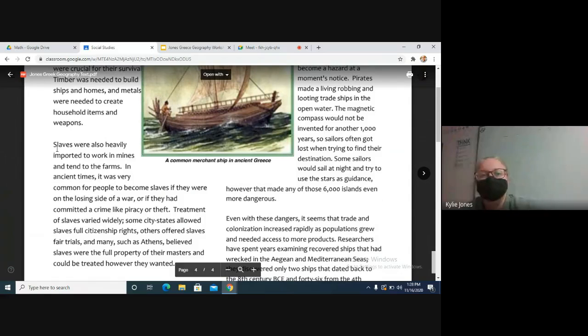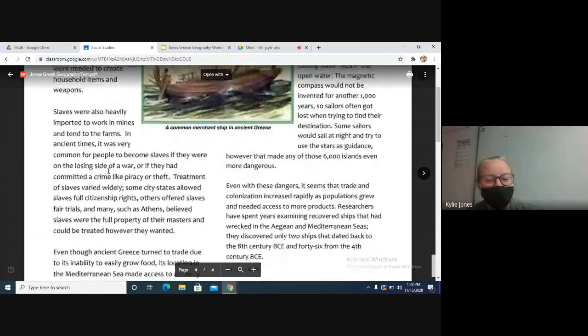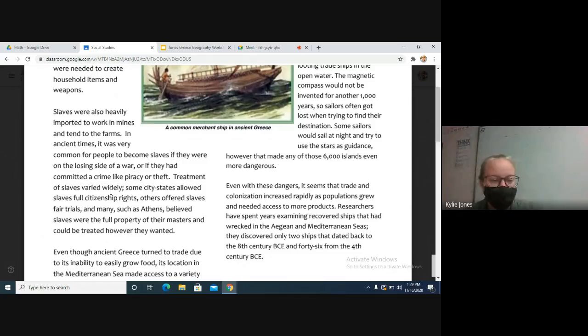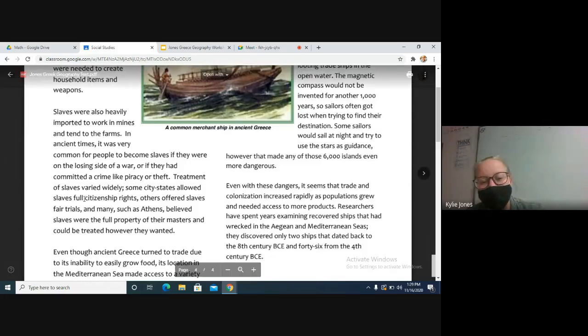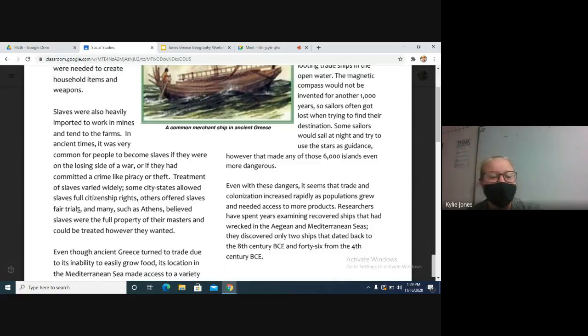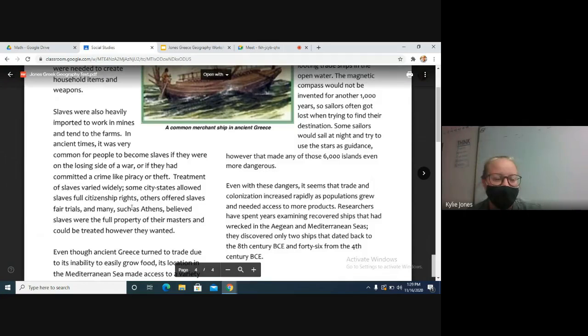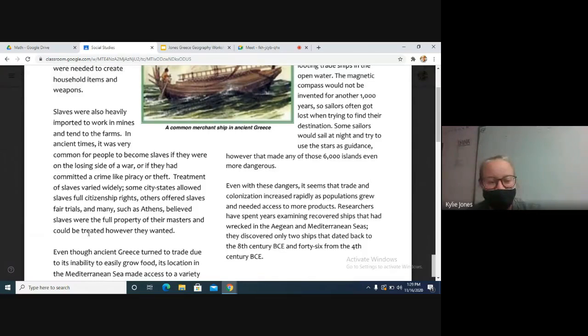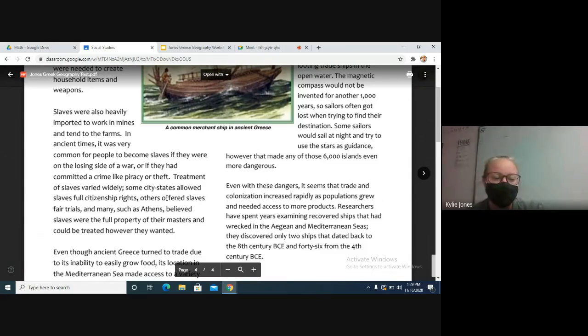That's pretty cool, though. Slaves were also heavily imported to work in the mines and tend to the farms. In ancient times, it was very common for people to become slaves if they were on the losing side of a war, or if they had committed a crime like piracy or theft. Treatment of slaves varied widely. Some city-states allowed slaves full citizenship rights. Others offered slaves fair trials, and many, such as Athens, believed that slaves were full property of their masters and could be treated however they wanted to.